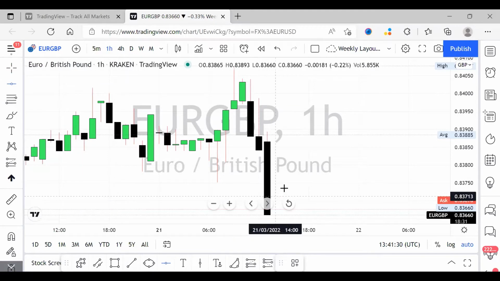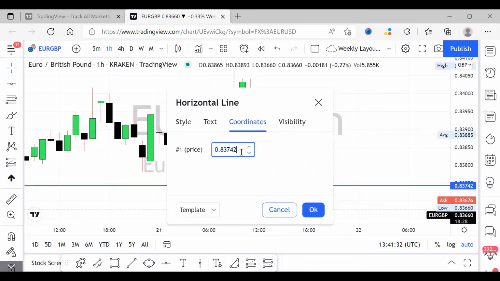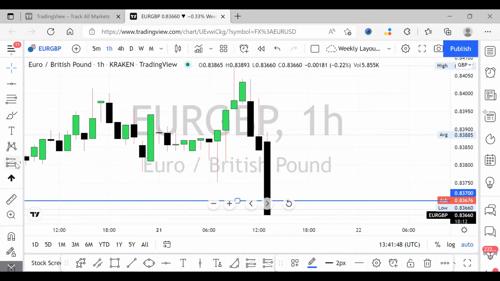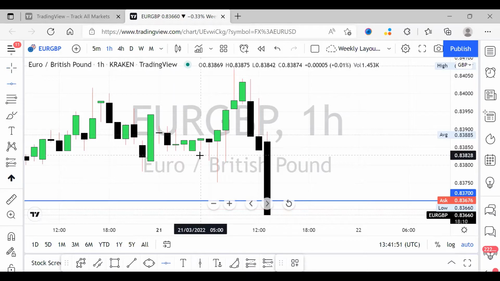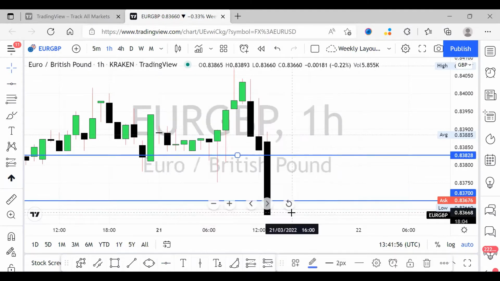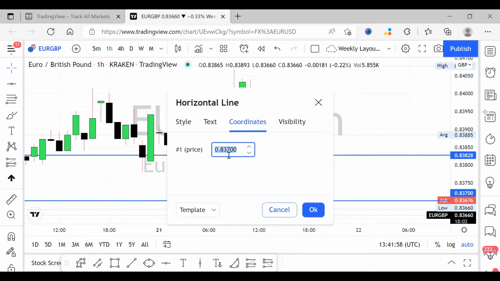So mark any zone, and we'll make that all 0, 0. From here, I put that 83700. That's the beginning of our quarters theory. We'll now mark another zone, 83700, 83750.